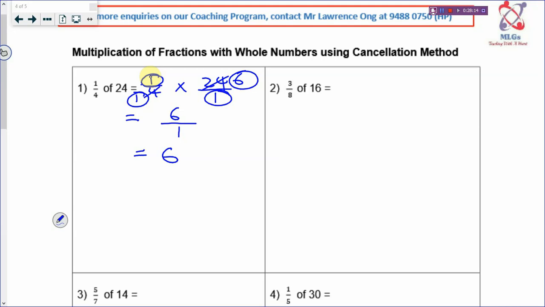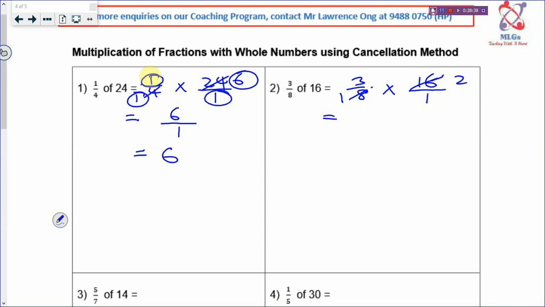Alright, and another example, 3 over 8 of 16. Of is times, and 16, change it into a fraction or improper fraction. And then you cancel diagonally, right? Diagonally. For example, 8 and 16 is a diagonal pair. So 8 divided by 8 and 16 divided by 8. You get 2, right? Alright, can you cancel any more?